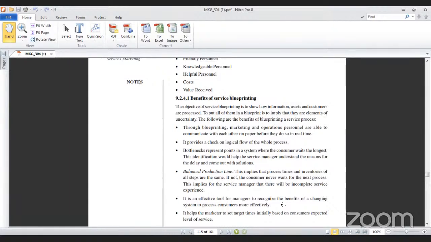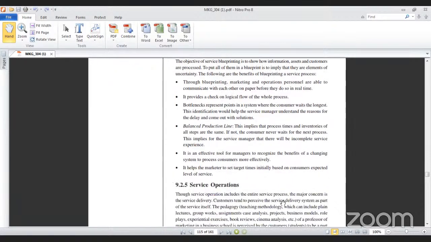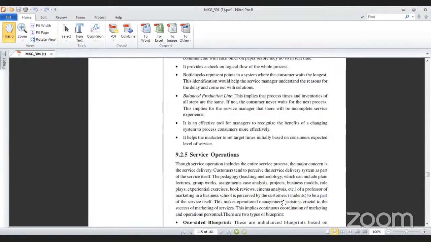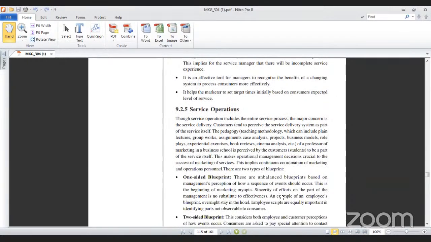It is an effective tool for managers to recognize the benefits of changing the system to process customers more effectively. It helps the marketer to set target times internally based on customers' accepted level of service operations. Service operations include the entire service process. The major component is the service delivery. Customers are trained to perceive the service delivery system as part of the service itself.